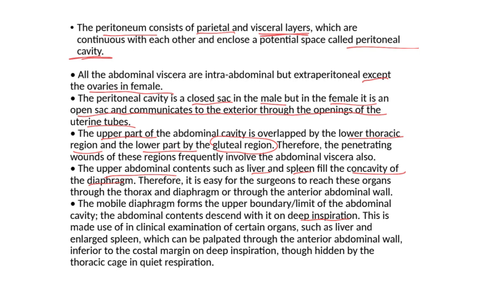This particular condition is made use of in clinical examination of certain organs like the liver and the spleen that has become enlarged, which can be palpated through the anterior abdominal wall during deep inspiration. Okay, so inferior to the costal margins on deep inspiration, we can palpate these organs, but we can only palpate them during deep inspiration because they are hidden by the thoracic cage in quiet inspiration.